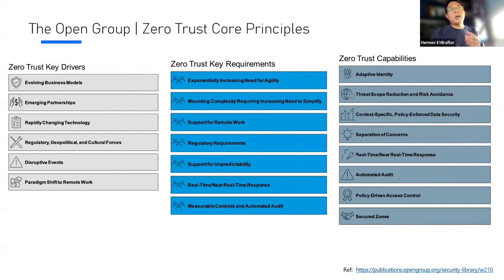Then once you have fully implemented zero trust, they also have documented the full capabilities of zero trust architecture. So you have the capability to have adaptive identity. You have the capability to do threat reduction and risk avoidance. You're able to do automation of audits. You have policy-driven controls, and you have different kinds of secured zones within the organization.